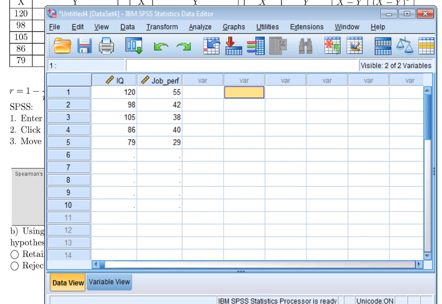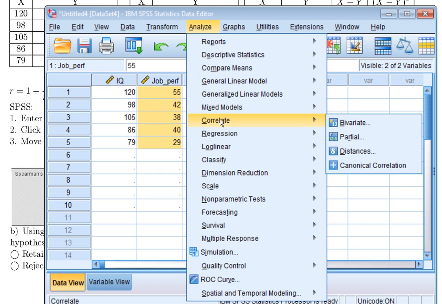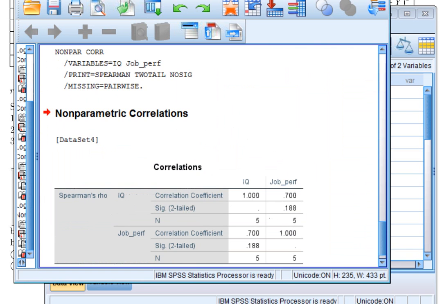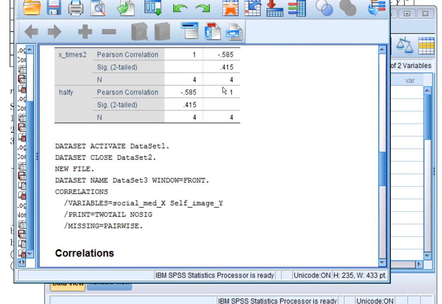Here is our original data. I did not even change this to ranks for SPSS because we don't need to do that. I've got IQ here and then the corresponding job performance here. So we want to do analyze, correlate, bivariate. We'll move our variables over. Then we want to make sure that we check Spearman and not Pearson, and then click OK. So here's our correlation.